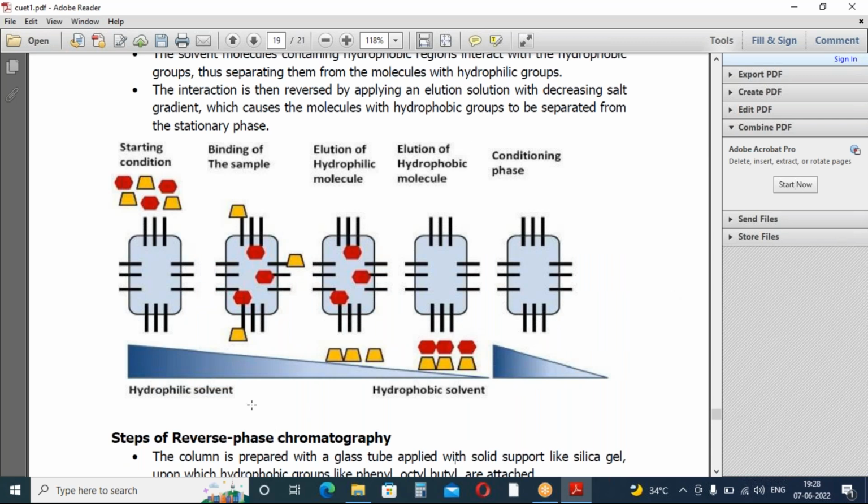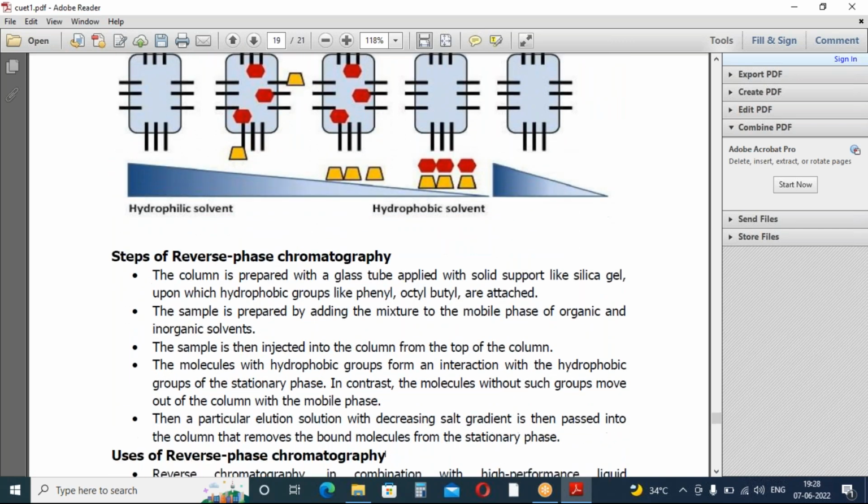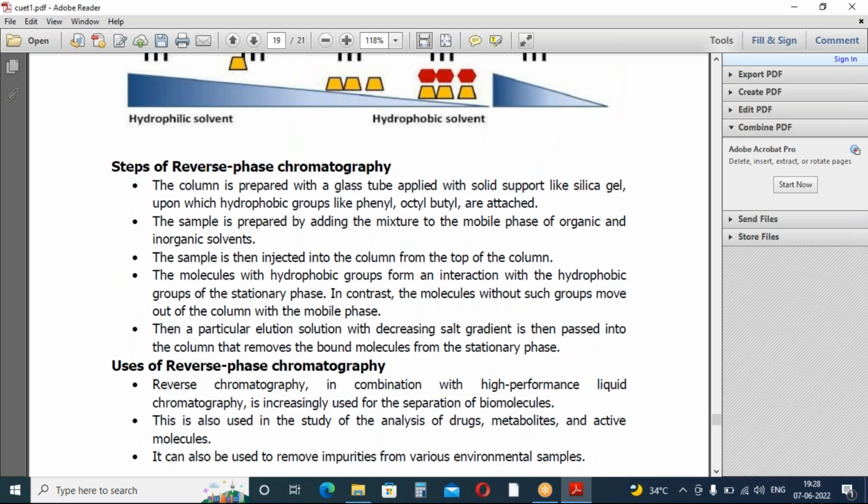This is the picture you can see here, hydrophilic ones and hydrophobic ones. Depending upon the stationary and mobile phase, we have to separate the components present in the mixture. First, the stationary phase should be prepared containing the hydrophobic or hydrophilic groups, and then the mobile phase is added containing the hydrophilic or hydrophobic groups, and depending upon the groups of the stationary phase or mobile phase, the molecules present in the mixture are separated.